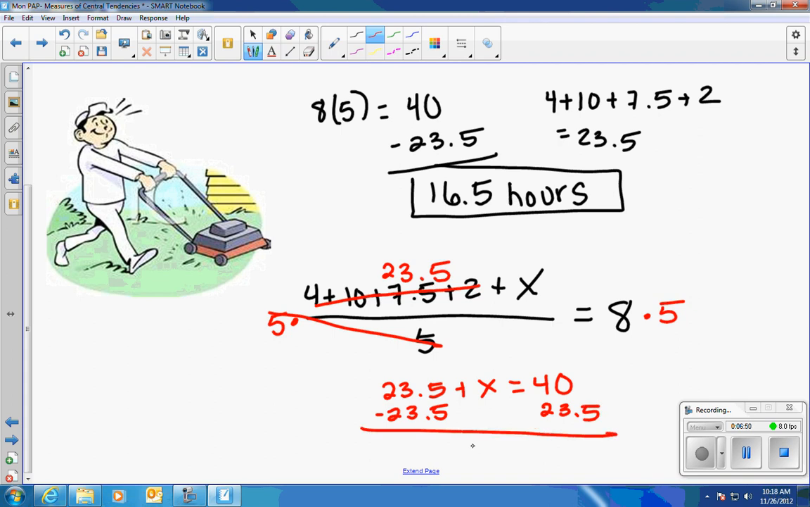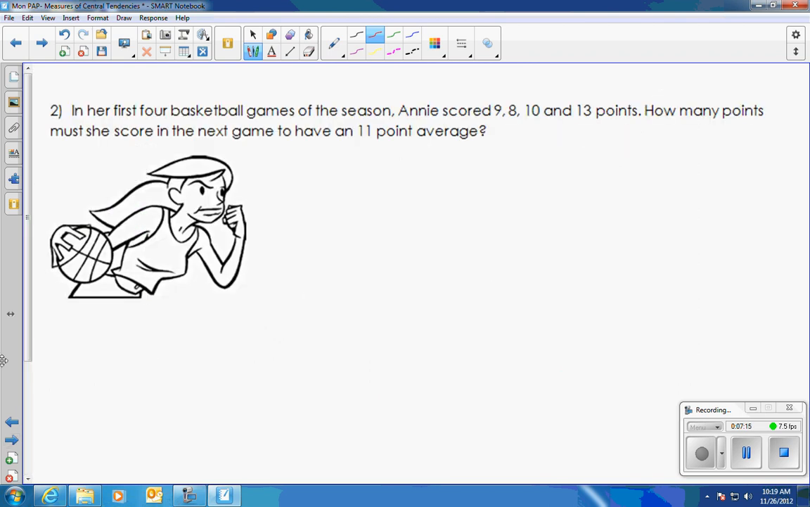Now, I would expect you to recognize an equation like this and recognize that this is how you would find this missing value. But if you're more comfortable working it this way, that's fine with me. You just need to be able to recognize that when I'm looking for this missing piece, if I'm adding all these up, including the missing piece, and dividing by 5, that should equal my answer. So I'm going to do it both ways on the rest of these problems.